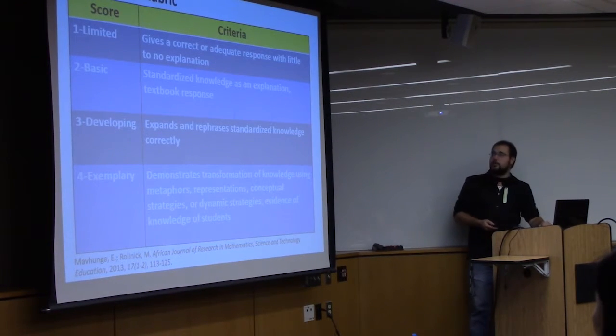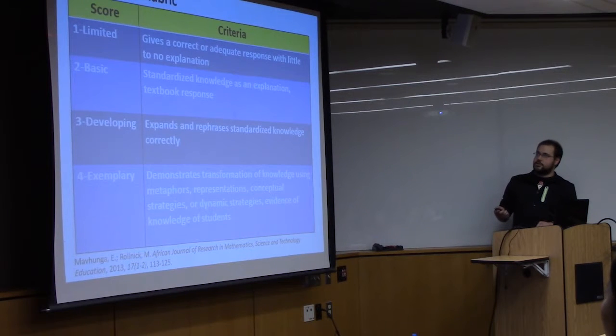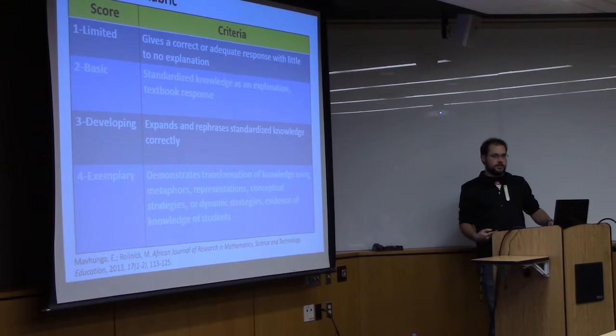Here is the rubric that we used for grading our pedagogical content knowledge questions. And they range from a score of 1, which is a limited response that has essentially just a textbook answer that doesn't really help the student out that much, to these exemplary responses, where they show a transformation of what the technical knowledge is to something that anybody can understand.